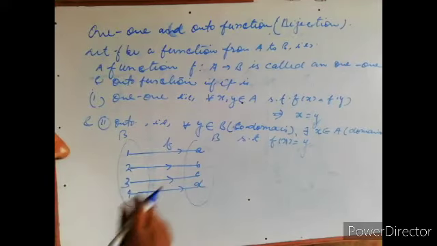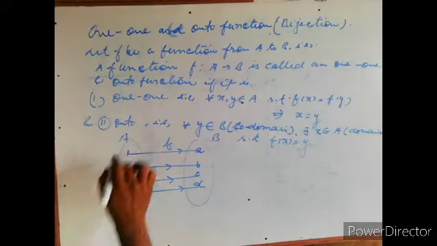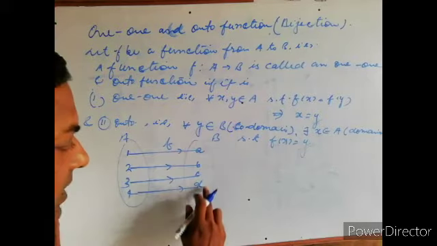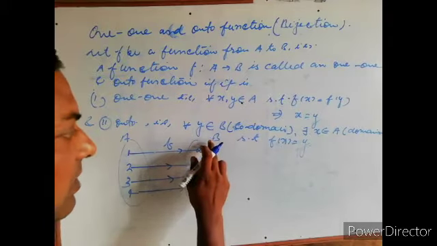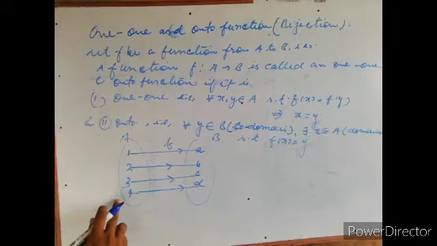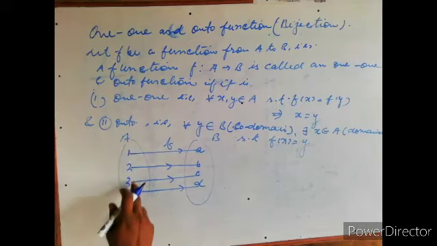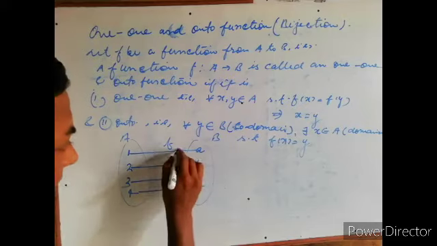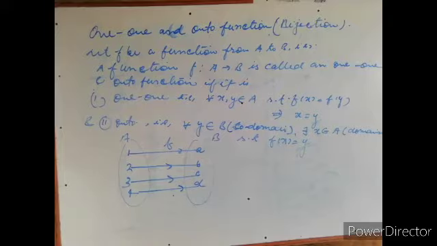Then this association f is called one-one and onto function, because all elements of set A having their images in set B, means different images in set B, and all elements of set B having their pre-image in set A. This means each element of set A is joining to each element of set B, means only single arrow are there. Therefore, this function is called one-one and onto function.